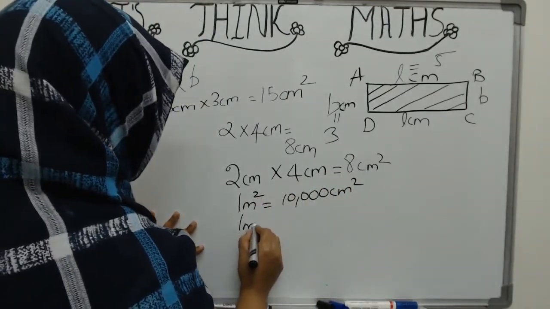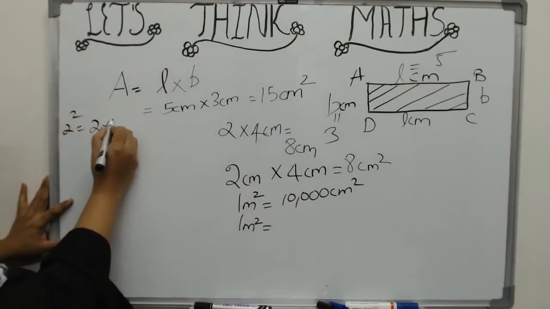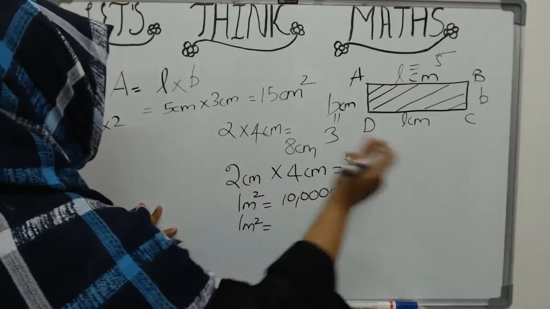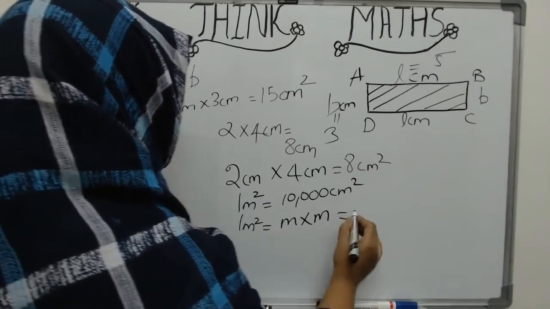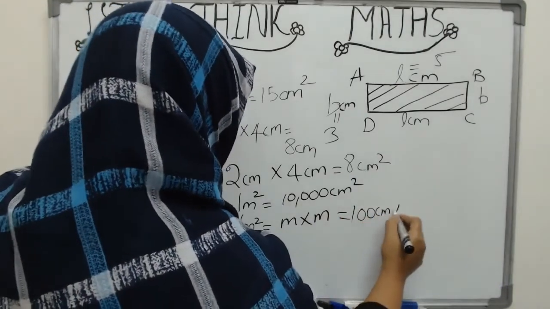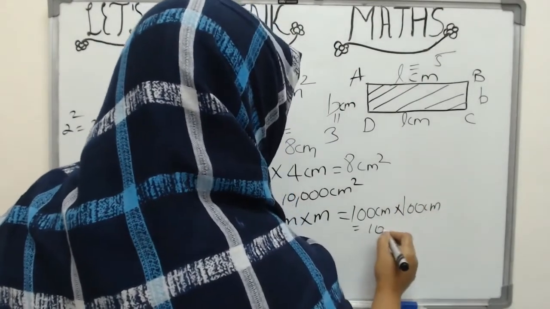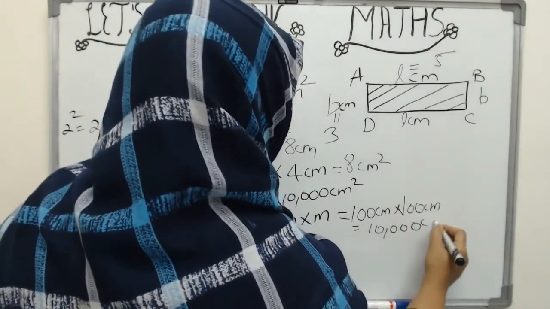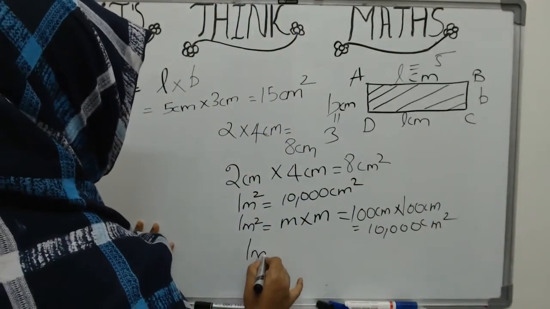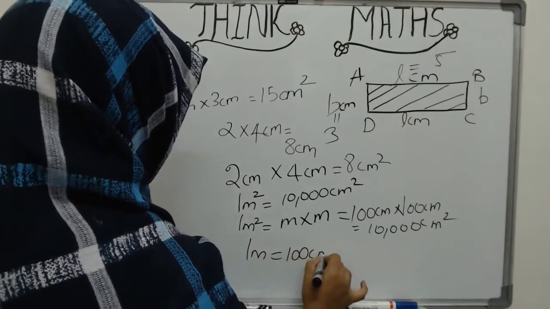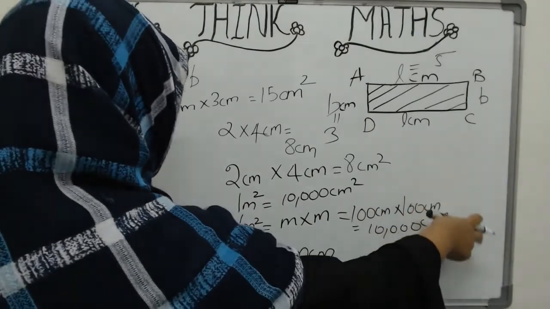See, 1 meter square is what? What is any square? What is 2 square? 2 square is just 2 into 2, right? So what is meter square? Meter square is just meter into meter. But what is 1 meter? It is 100 centimeter, and then again 100 centimeter. Then 100 into 100 is 10,000, and centimeter into centimeter is centimeter square. That is why even though 1 meter is 100 centimeter, 1 meter square is actually 10,000 centimeter square.